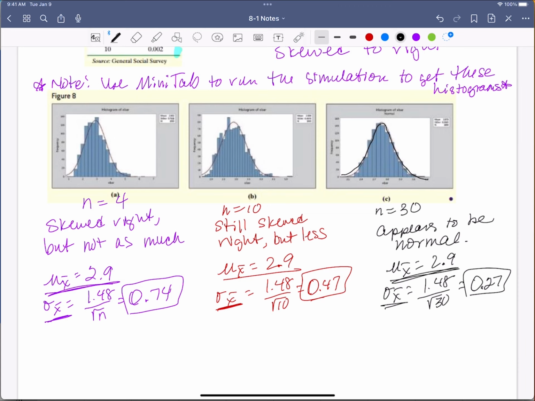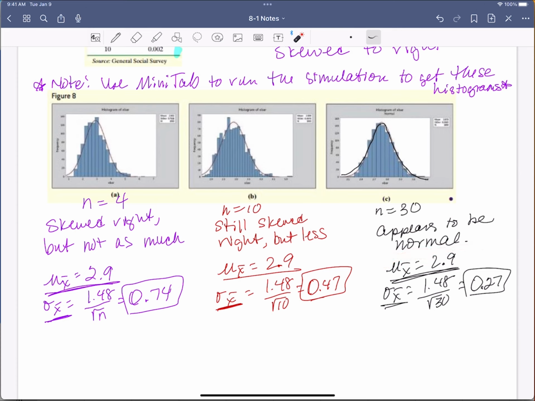Notice what's happening with these standard deviations. They're getting smaller and smaller, closer to the mean. The population, with its 1.48, has a much bigger variety because it's skewed more, and that's farther away from the mean. And look at this n equals 30. That is whenever it starts to appear normal.